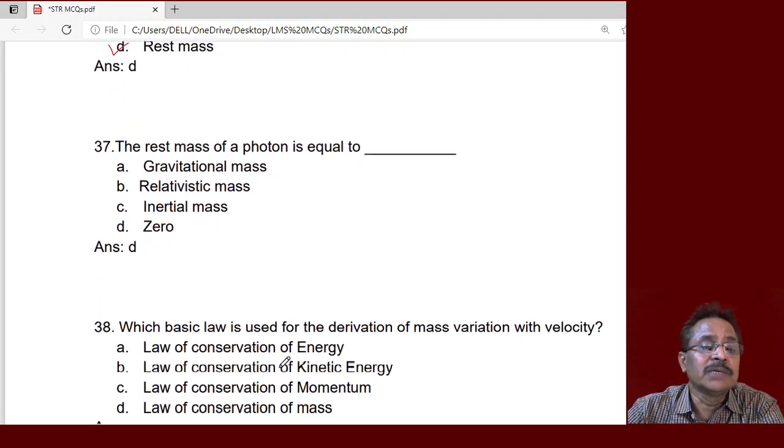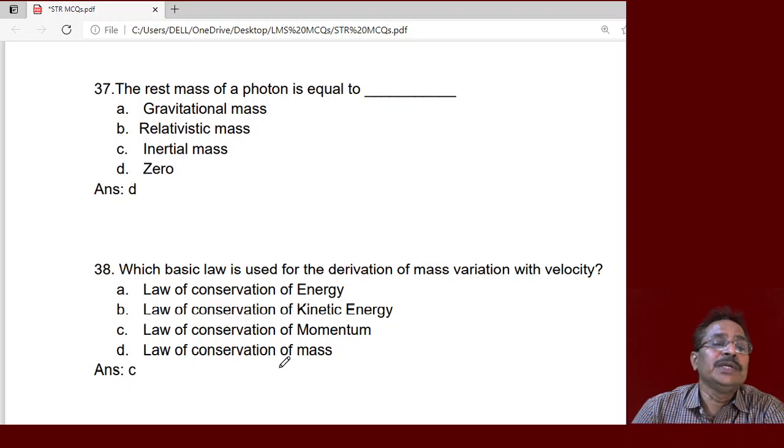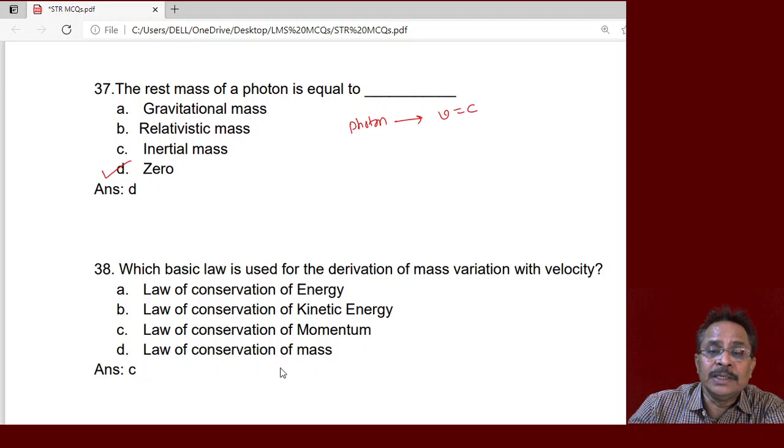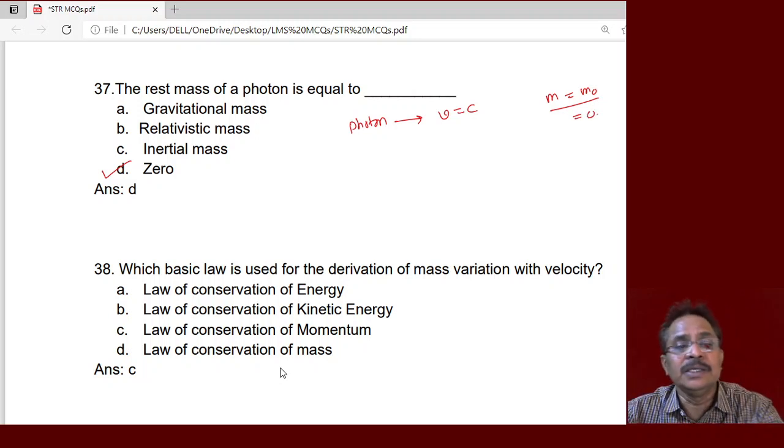Question 37: the rest mass of the photon is equal to the gravitational mass, relativistic mass, and inertial mass, and that is option D, that is 0. Photons are the only particles which are allowed to travel with a velocity equal to the velocity of light, and therefore their rest mass and their mass in motion are identical. In fact, their mass is taken to be simply 0. So 0 is the rest mass of the particle which is called a photon.